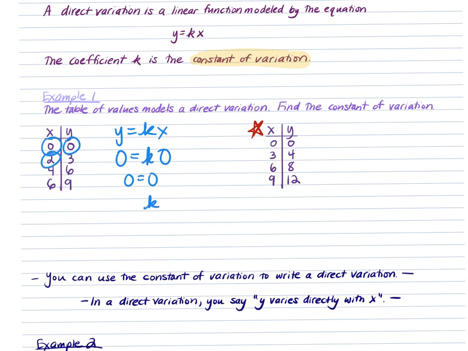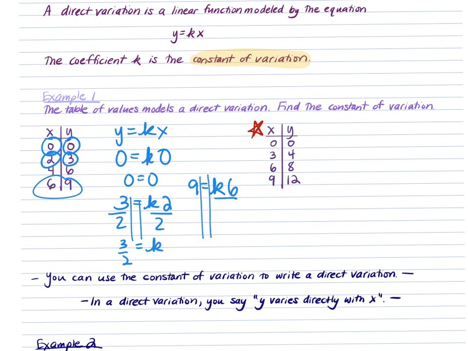We plug in 2 for x, y equals 3. And then if you divide both sides by 2 to get k alone, k equals 3 over 2. And we can try that for one more point just to make sure that works. y is 9 when x is 6. So if we divide both sides by 6, k equals 9 over 6. They both have a 3 in them, so we could divide both by 3, and that becomes 3 over 2 equals k. So our answer is k equals 3 over 2.